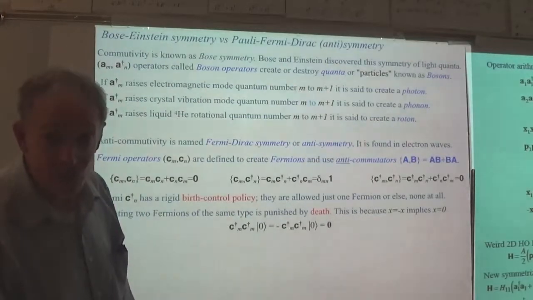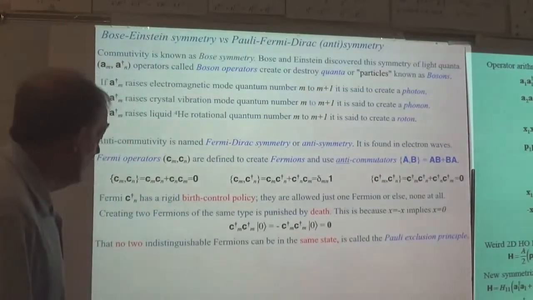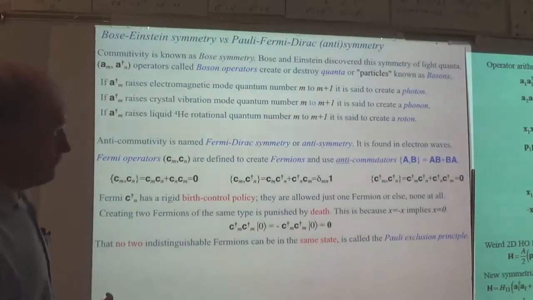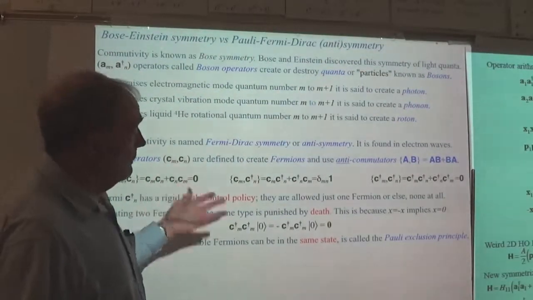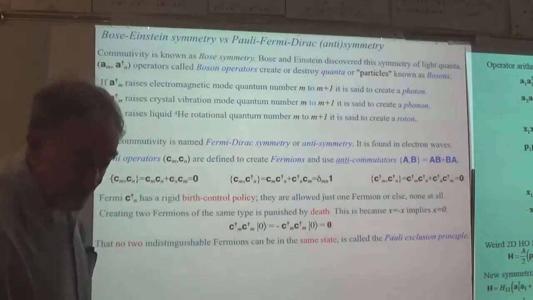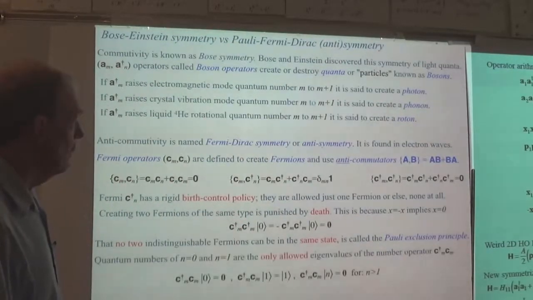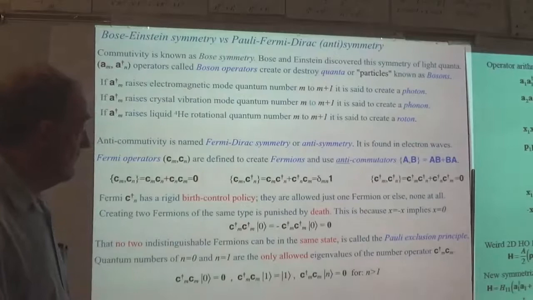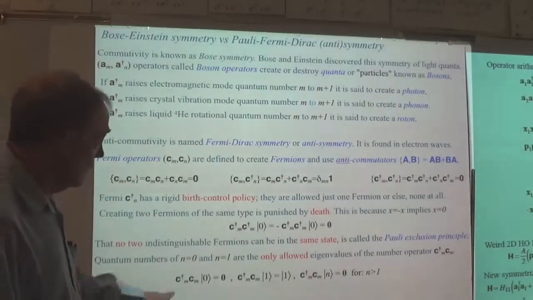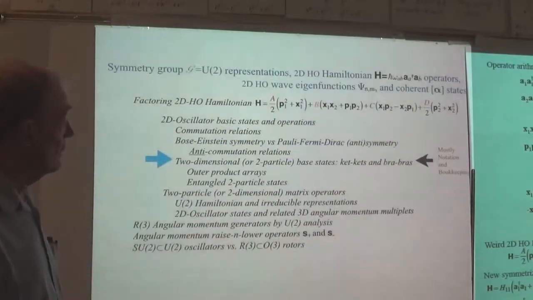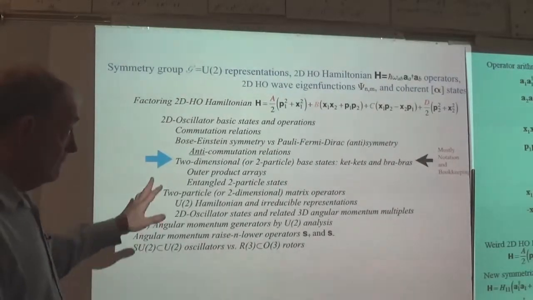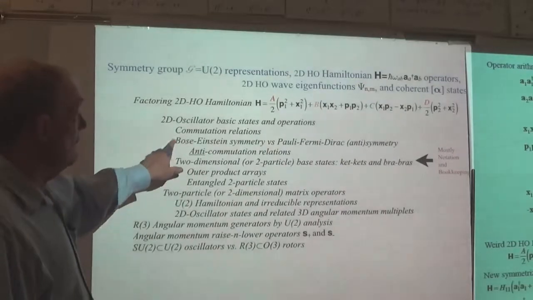Okay? So this is a really important idea. No two indistinguishable fermions can be in the same state. That's called the Pauli exclusion principle. Pauli worried about this long before the masters got a hold of this. And quantum numbers n=0 and n=1 are the only ones allowed, as you go through the various states that something called an electron or nucleon can exist in. Okay, so we'll come back to this. This is something we have to worry about.